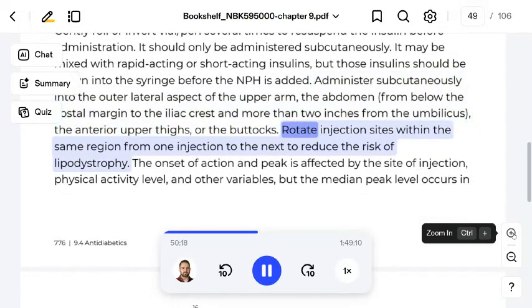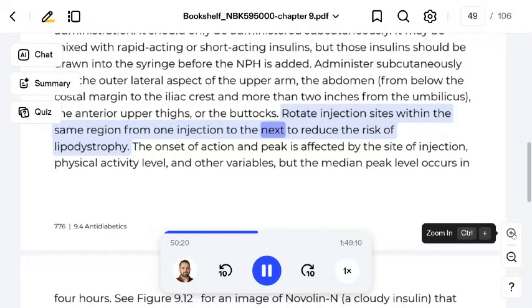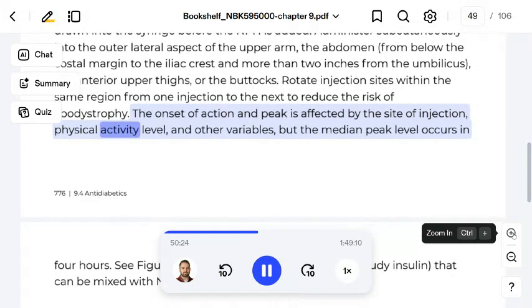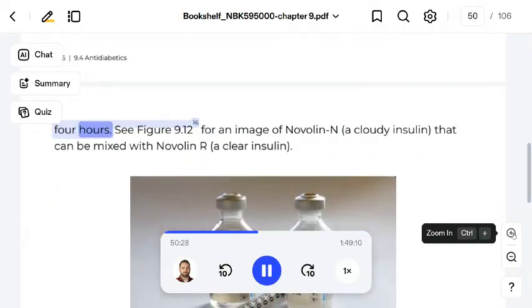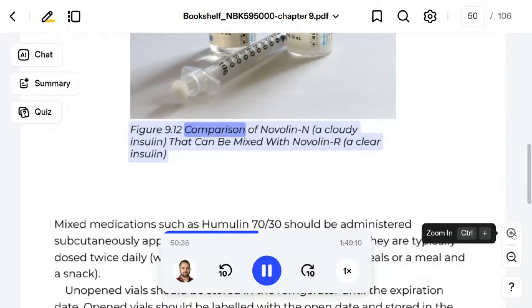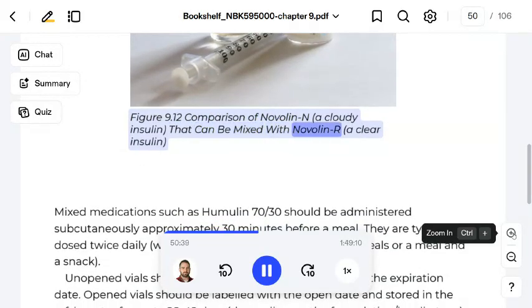or the buttocks. Rotate injection sites within the same region from one injection to the next to reduce the risk of lipodystrophy. The onset of action and peak is affected by the site of injection, physical activity level, and other variables, but the median peak level occurs in 16 hours. See Figure 9.12 for an image of Novolin N that can be mixed with Novolin R. Figure 9.12 Comparison of Novolin N that can be mixed with Novolin R.